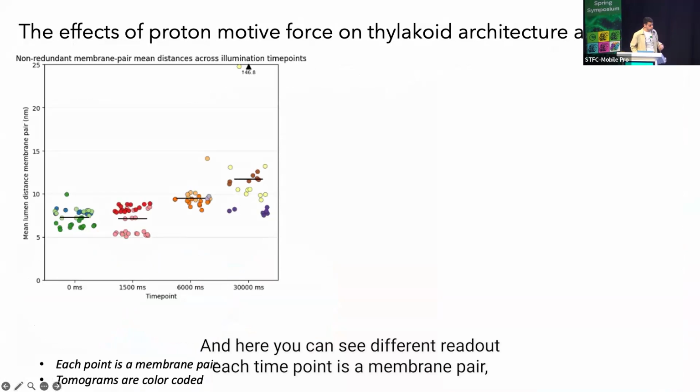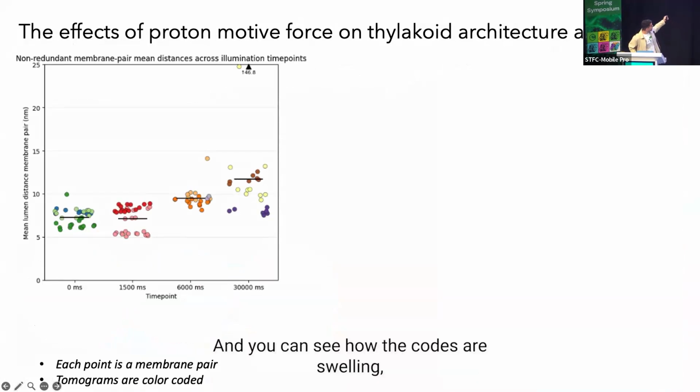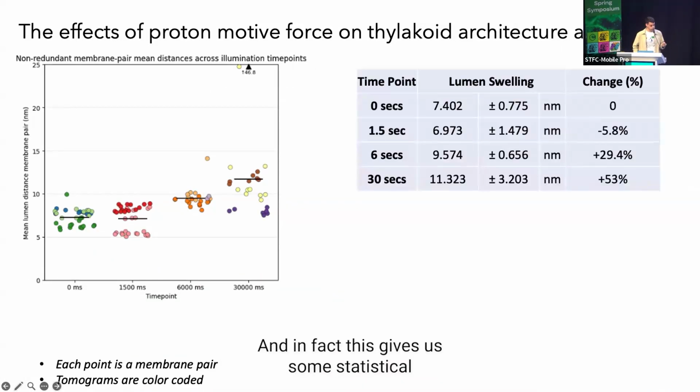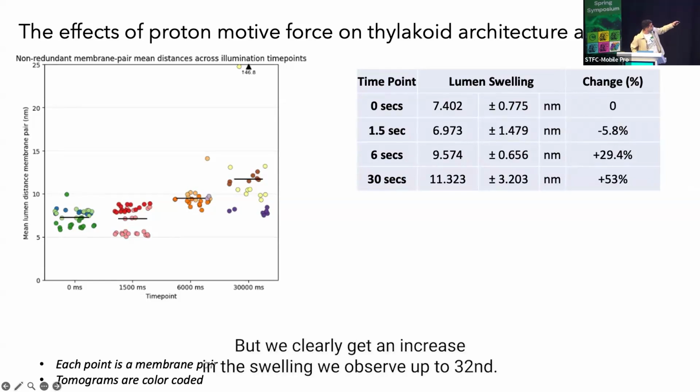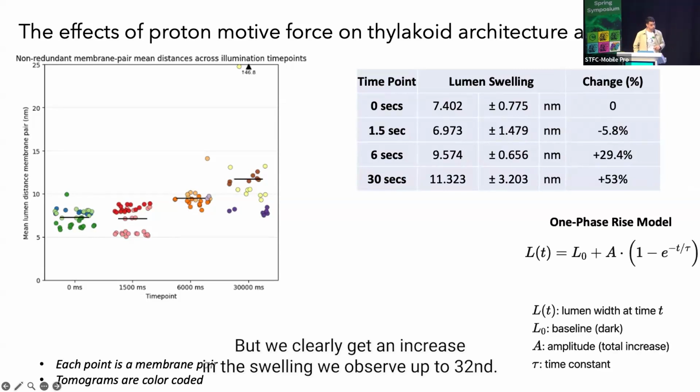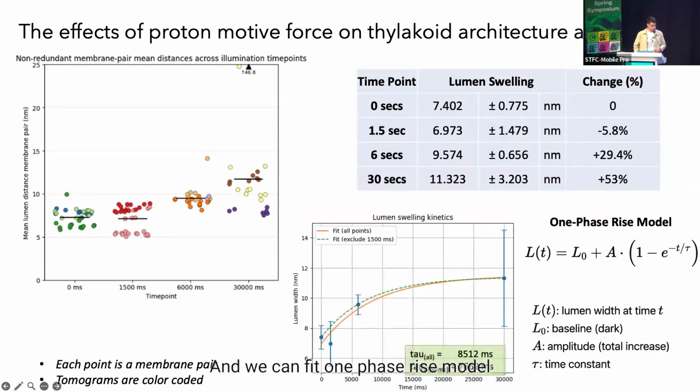And here you can see different readouts. Each time point is a membrane pair, and each tomogram is color-coded. And you can see how the thylakoids are swelling their lumen, going from dark to light. In fact, this gives us some statistics, still statistically poor, because again, it's preliminary, but we clearly get an increase in the thylakoid swelling. We observe up to 30 seconds, and we can fit a one-phase rise model where we can tell for the first time the kinetics of this light-induced event. So we can now see that the tau is about 7.58 seconds.